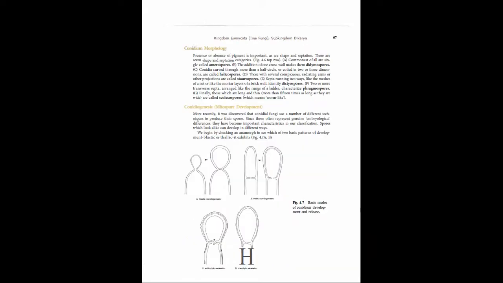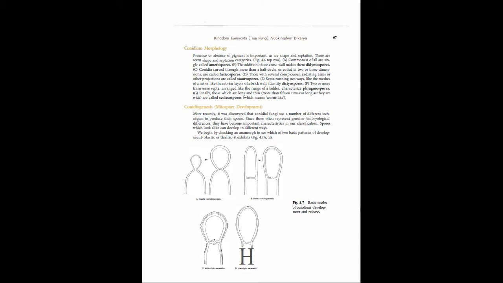Conidium morphology. Presence or absence of pigment is important, as are shape and septation. There are 7 shape and septation categories. Fig 4.6 top row. A. Commonest of all are amerospores. B. The addition of one cross wall makes them didymospores.